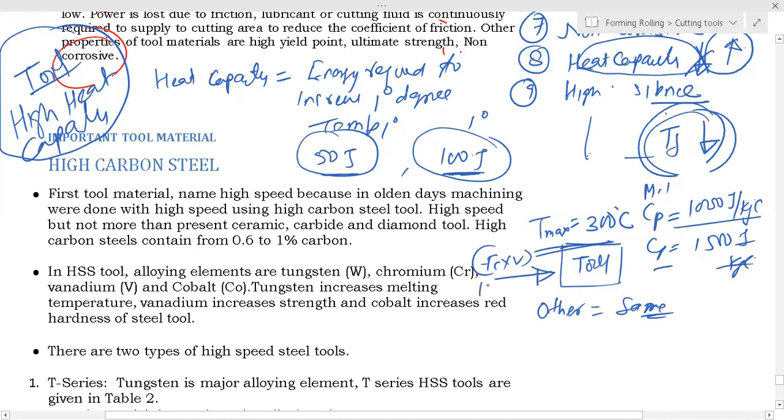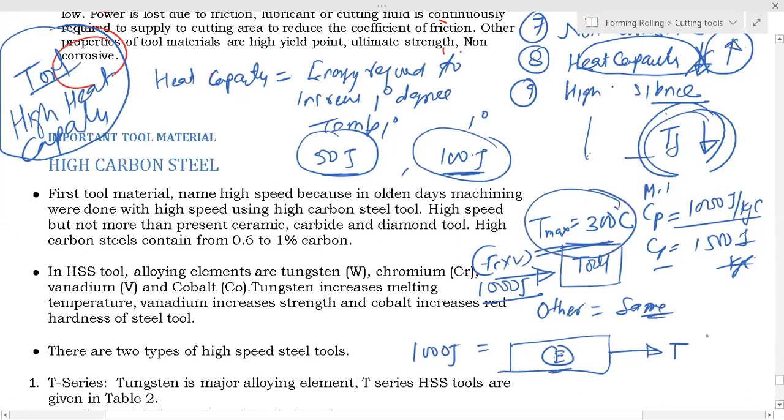Suppose this is your 1000 joule. I am taking 1000 joule in 1 second. So this 1000 joule energy is taken by the tool, and the tool will keep some energy, and it will transfer some energy. And finally, what is our motto? Our motto is the tool temperature. Tool temperature must be low.